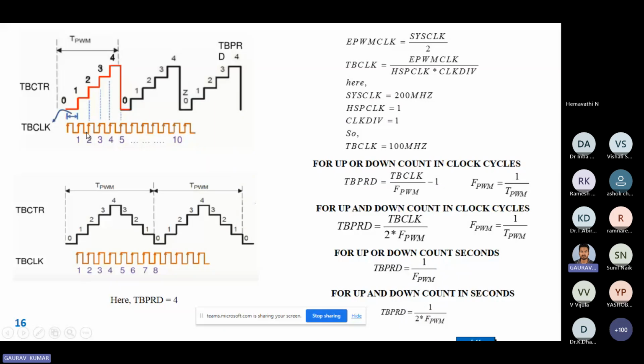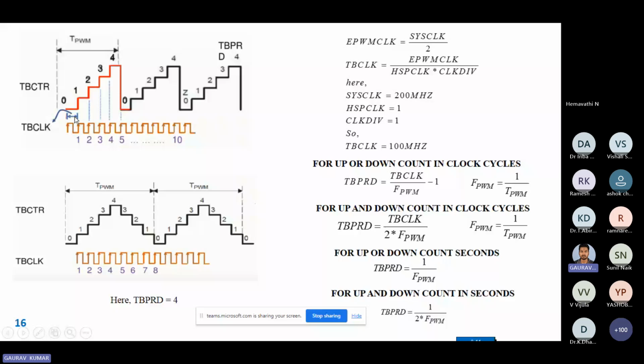Okay, now we see what the TB clock is. I have told you that it is basically a pre-scaled version of the system clock. The system clock is 200 megahertz. Here you can see the EPWM clock is the system clock divided by 2, and here we have taken the high speed clock divider and clock divider as 1 and 1. So the TB clock is 100 megahertz.